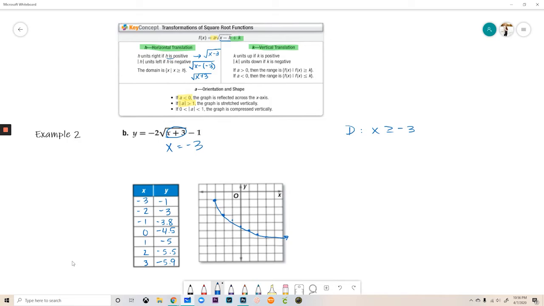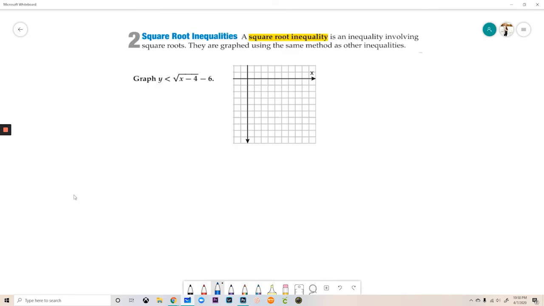My domain, again, x is greater than or equal to -3, which means my range, and I could leave it as y. The last one I could have left as y because it started as y. The highest y value here is -1, and they go lower and lower and lower from there. So this time it's going to be everything less than or equal to -1. Alright, so in this last example, if you guys are following along in the book, it is actually example 4 because I skipped example 3, but for the sake of our notes, this is example 3.